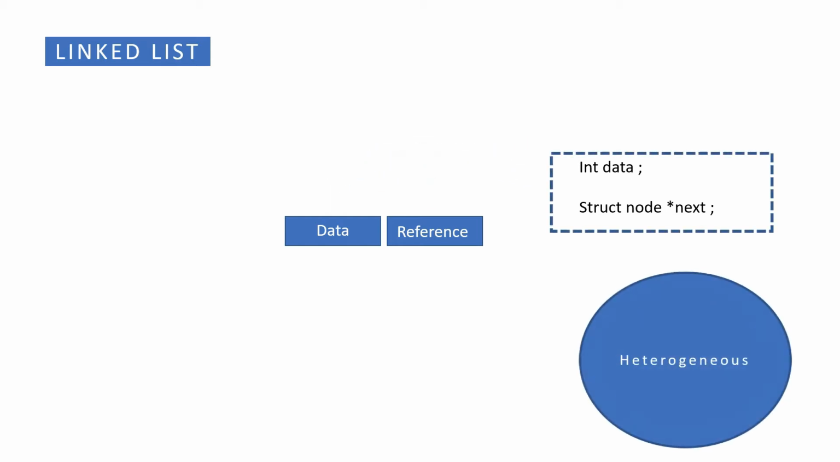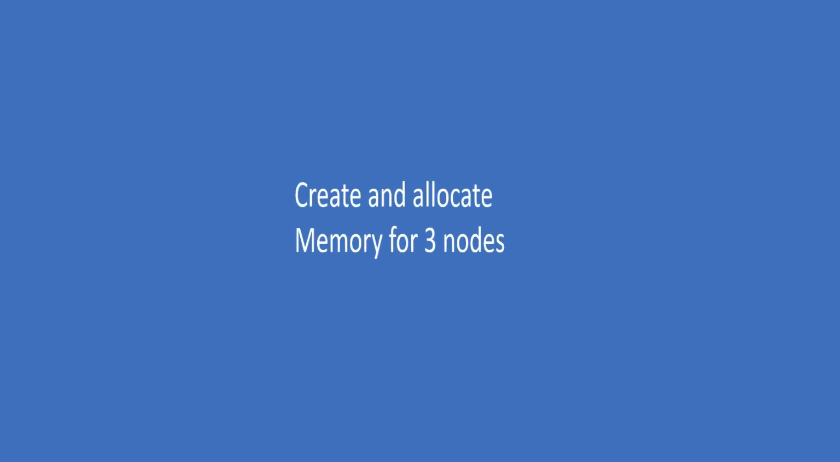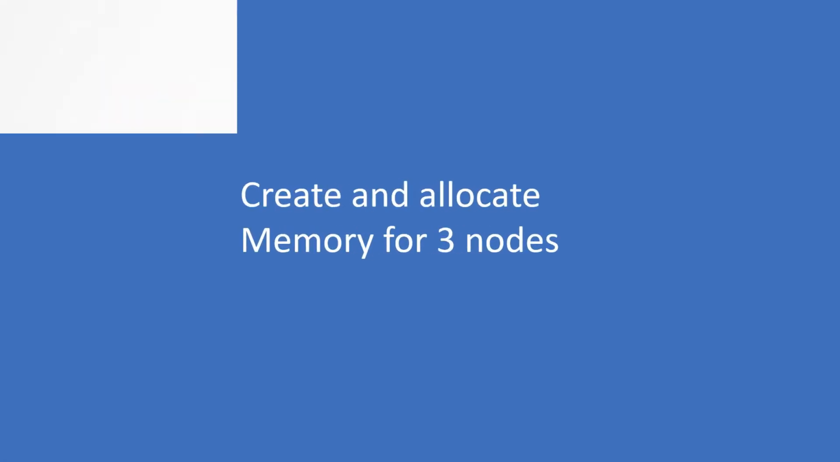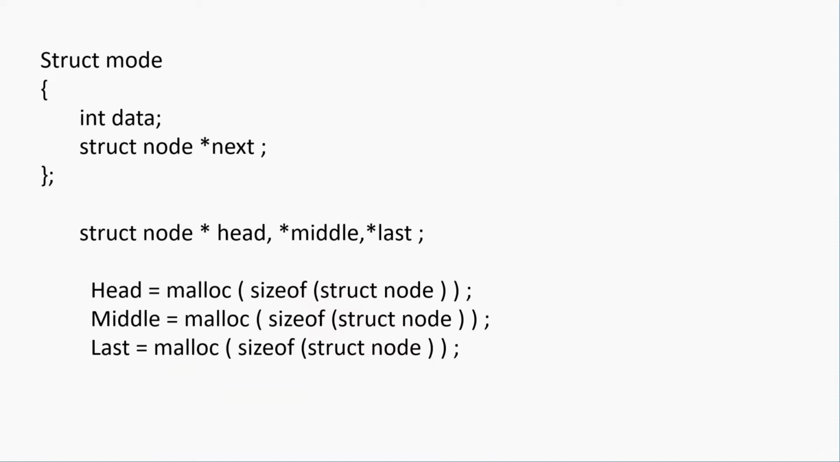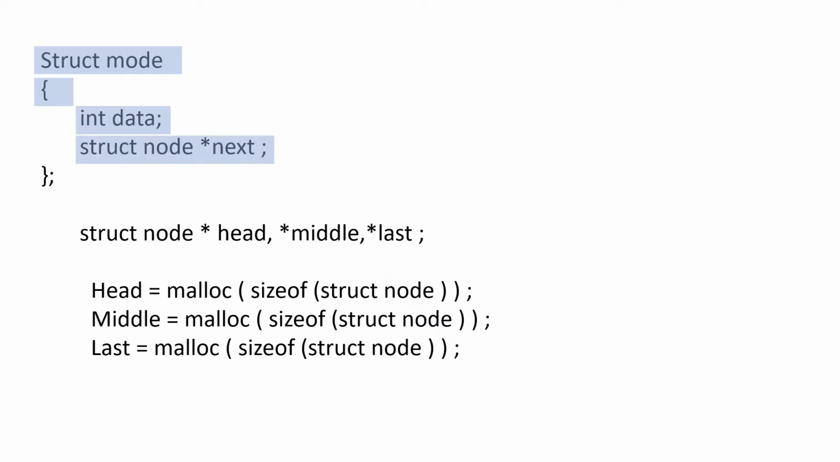So we need to group two different data types, heterogeneous data. Which data type is used to group different data types? That is structure. So every node in a linked list is a structure data type. Now let us create and allocate the memory for three nodes. First of all, let us create a structure for a node.